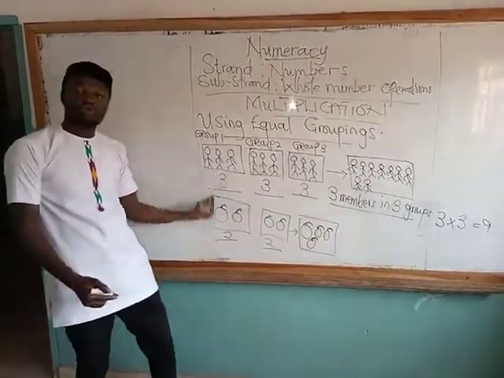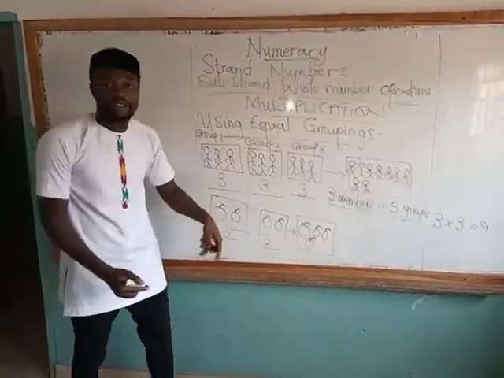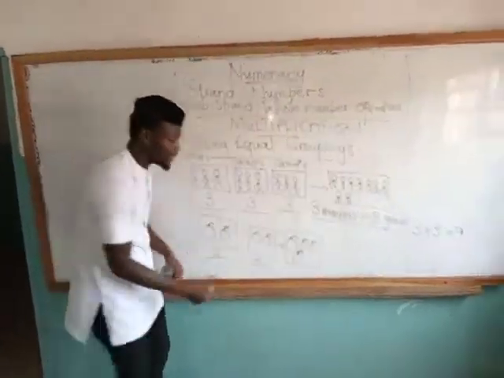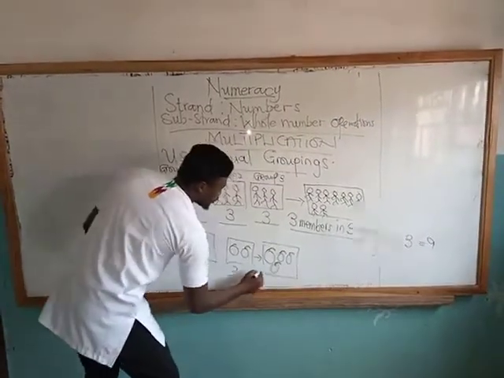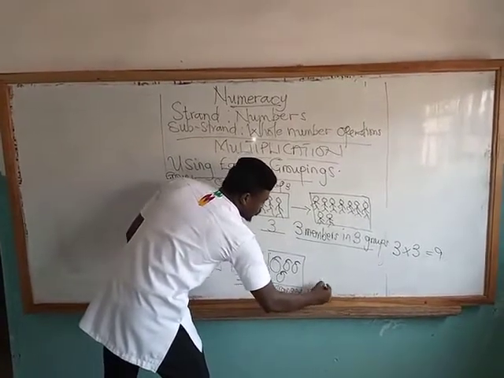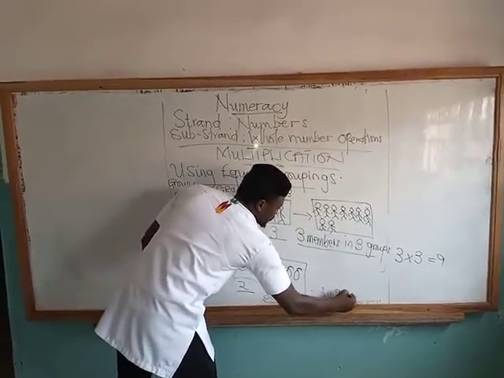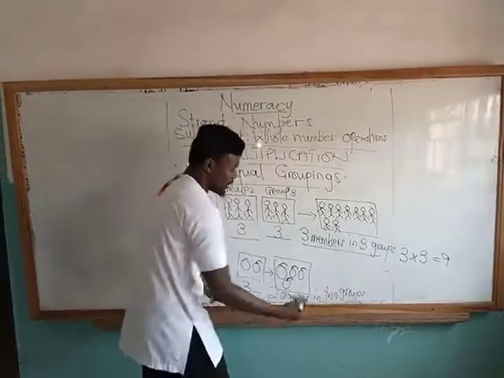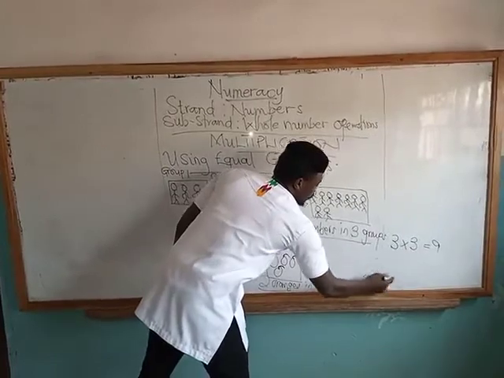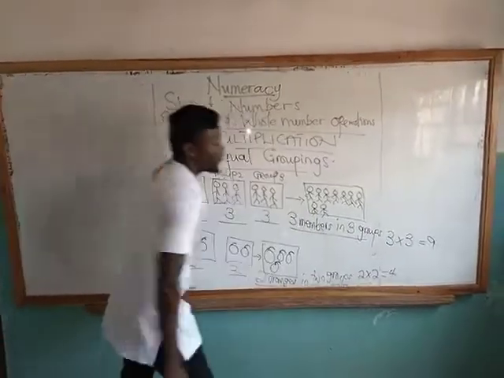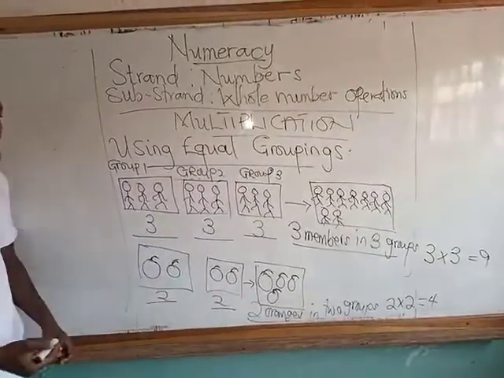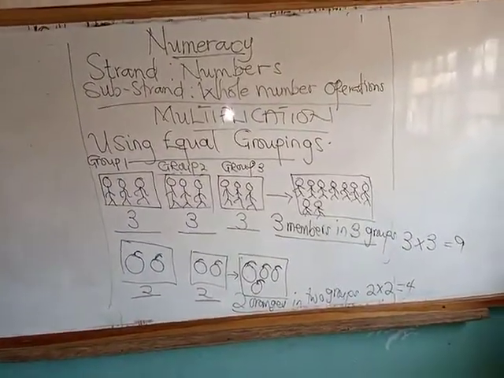You say 2 oranges in 2 groups. Exactly, 2 oranges in 2 groups. So you write it down here: 2 oranges in 2 groups, which also means 2 times 2 equals 4, right? Because if you count everything here, we have 1, 2, 3, 4. So 2 oranges in 2 groups means 2 times 2.